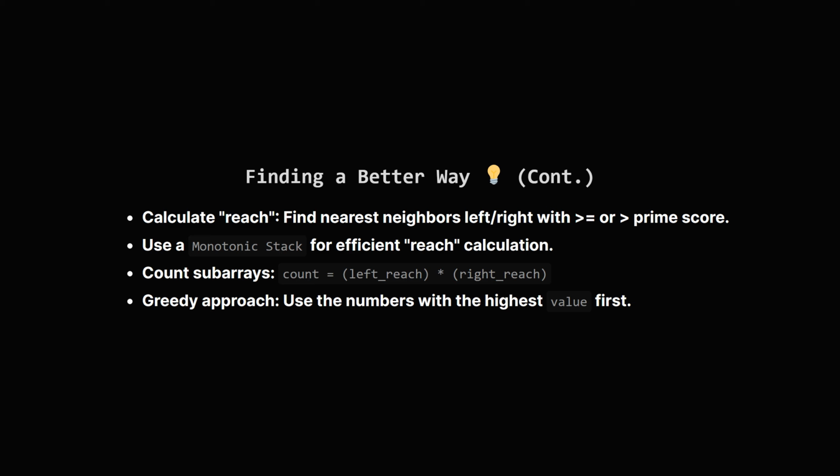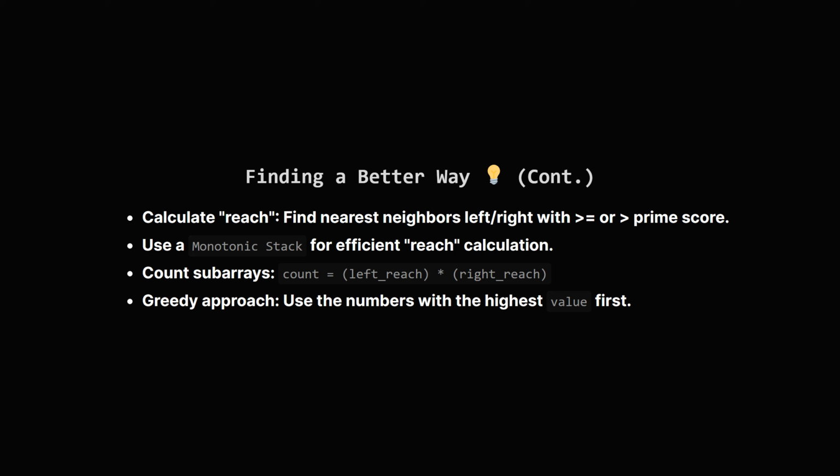A number nums[i] gets chosen by a subarray if it has the highest prime score in that subarray with the tiebreaker rule. This means its influence extends leftwards until it hits a number with an equal or higher prime score, and rightwards until it hits a number with a strictly higher prime score. We can find these boundaries efficiently using a technique called a monotonic stack. Once we know the left boundary index L and right boundary index R, the number of subarrays that would pick nums[i] is simply how far left it reaches times how far right it reaches, which is (i - L) times (R - i).